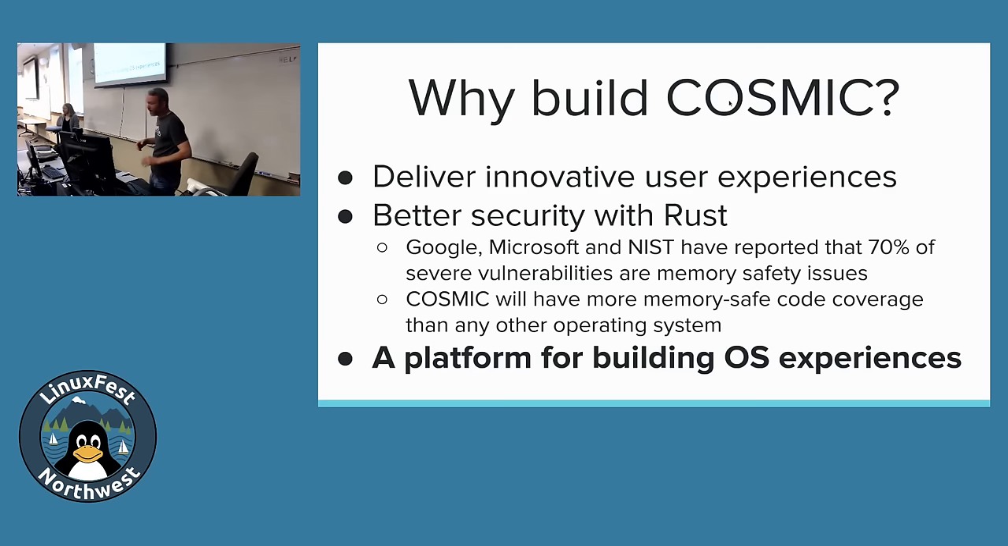Additionally, better security with Rust. Cosmic is written in Rust, memory safe Rust from the bottom up. It includes the toolkit, the compositor, all the applications. Everything you're seeing is written in Rust. Of course, memory safety is critical, and Google, Microsoft, and NIST all reported 70% of severe vulnerabilities are memory safety vulnerabilities. Google has decided they're not going to write any new code. All new code must be written in a memory safe language. So they started that about 2 years ago, and since then, memory safety vulnerabilities in Android have dropped considerably.